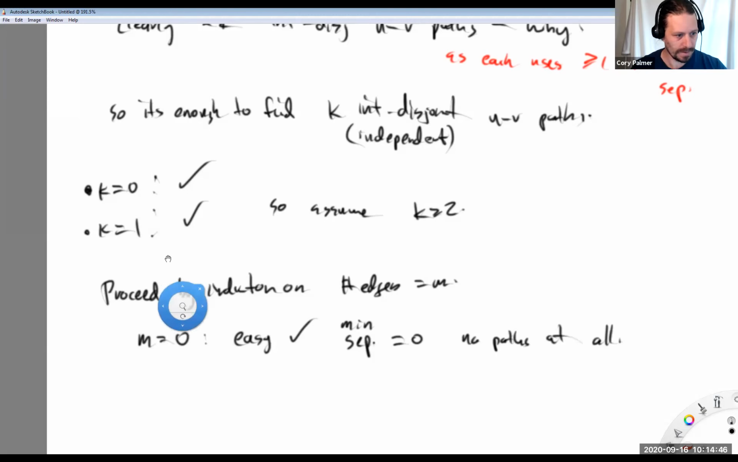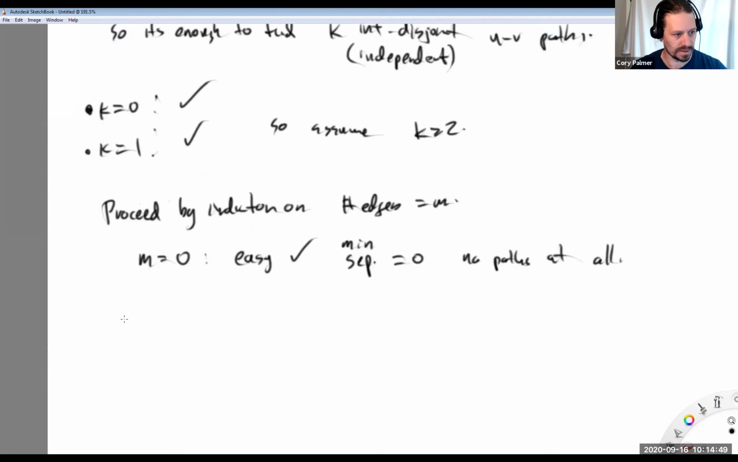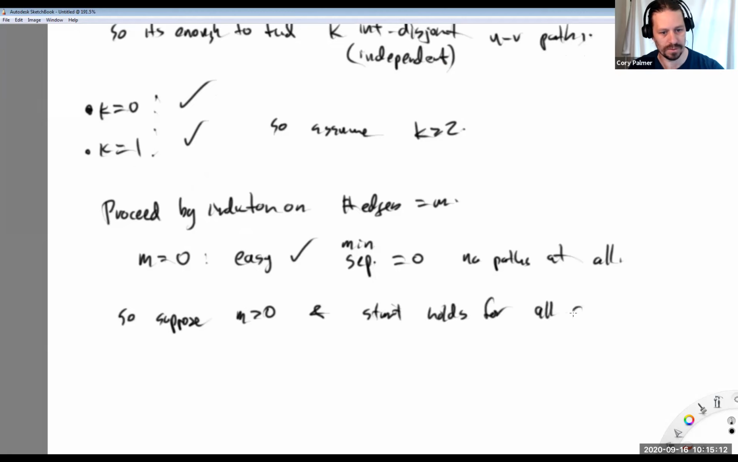Okay, so let's let the graph actually have an edge. So suppose m is greater than 0, and the statement holds for all graphs with at most m-1 edges. We won't necessarily be using the same number of vertices. Just, we have all graphs with fewer edges.